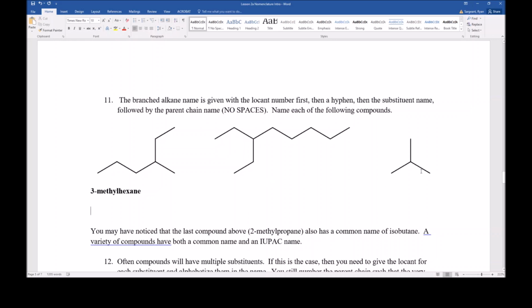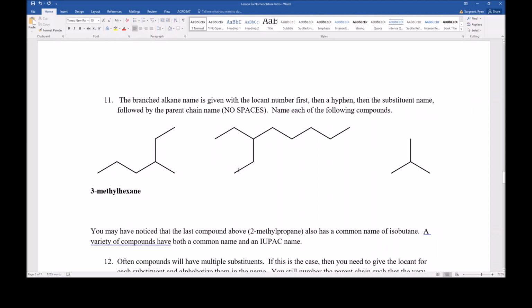This one we saw before, and it had a common name called isobutane. That's a correct name, but the name we want is one that follows these rules right here. So pause the video and try to come up with the names for these 2 compounds. Well, let's see how you did.